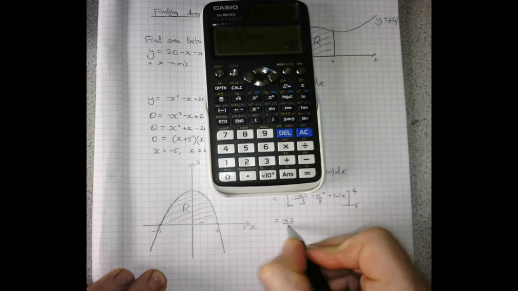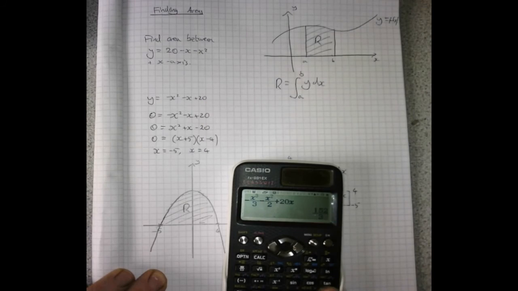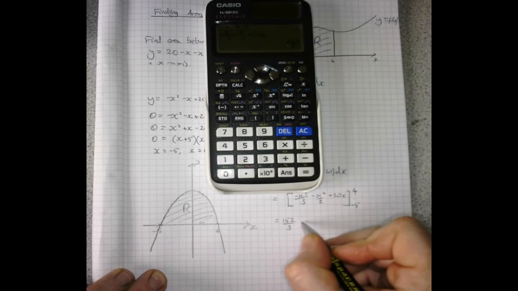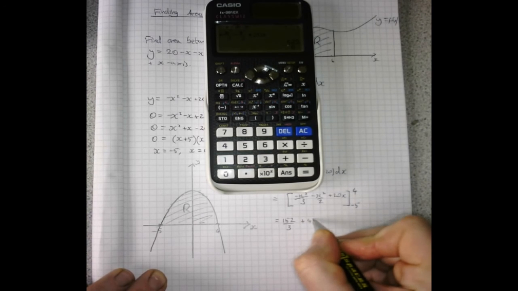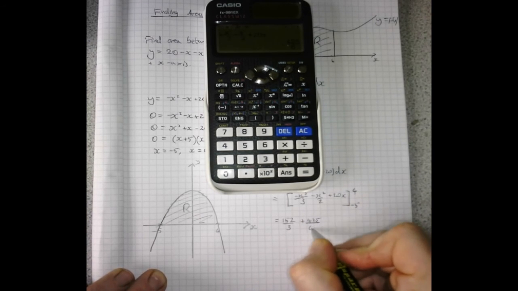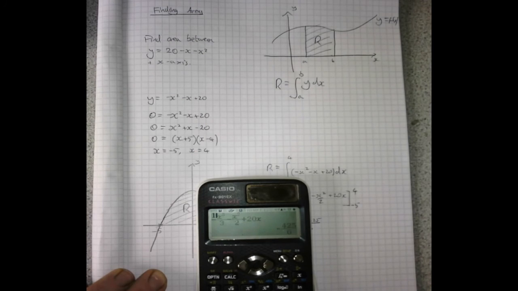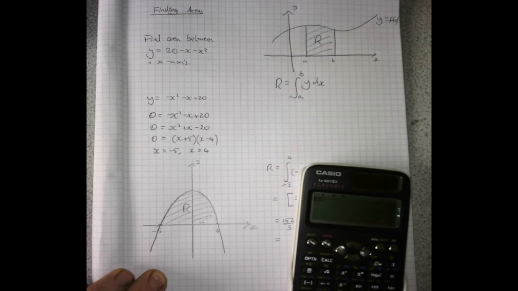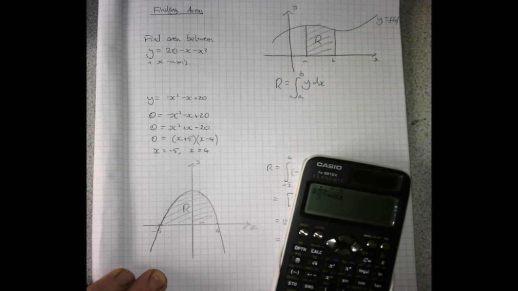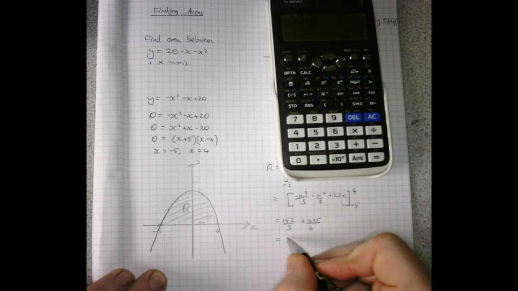152 over 3. I want to calculate at minus 5. So I'm subtracting minus 425 over 6, so I add 425 over 6. And my answer is 152 over 3 plus 425 over 6, which is 243 over 2.